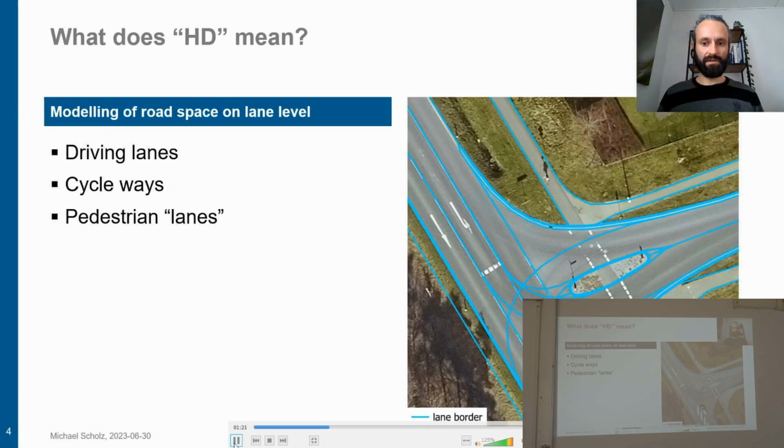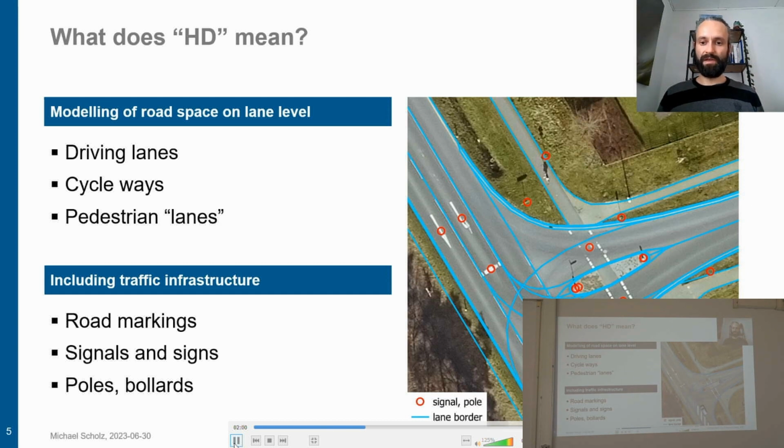Now let's take a more detailed look into the data itself. So what does this HD mean in this case? Generally, when talking about HD datasets, it means that you find the overall traffic area subdivided geometrically into individual driving lanes and cycleways and pedestrian lanes, for example, or pedestrian walks. And so you have geometric boundaries and area information, and you also find logic links between each element. So between preceding and succeeding lane elements, you will find a logical link in the data.